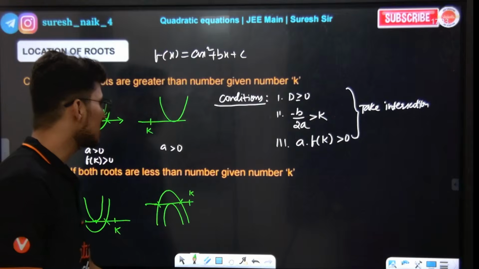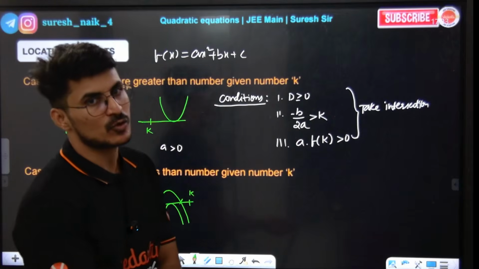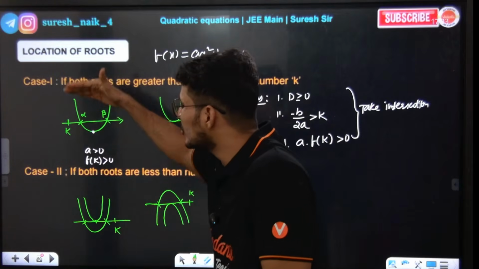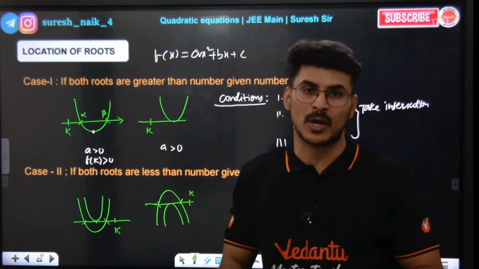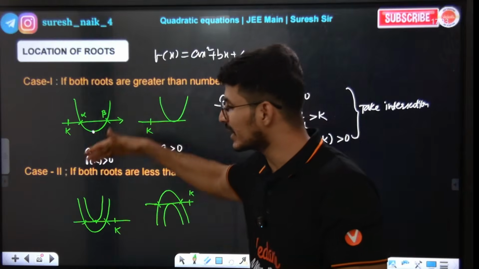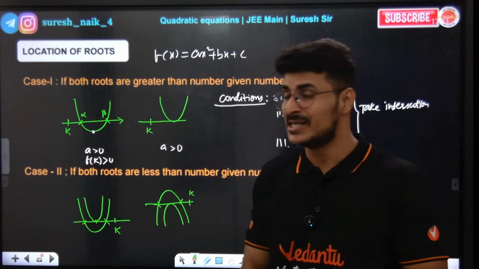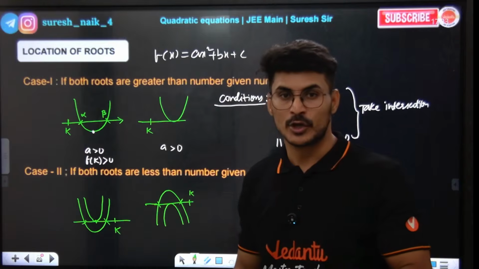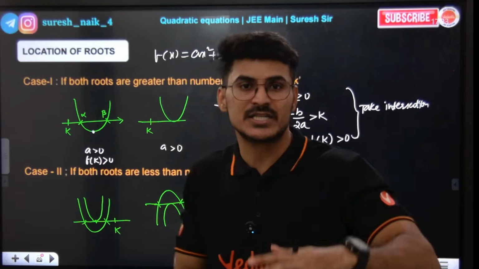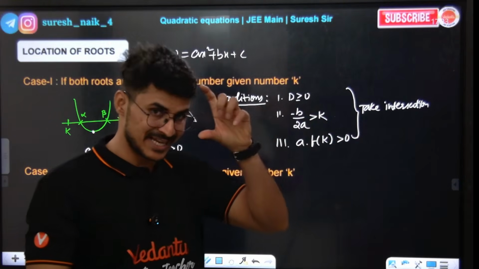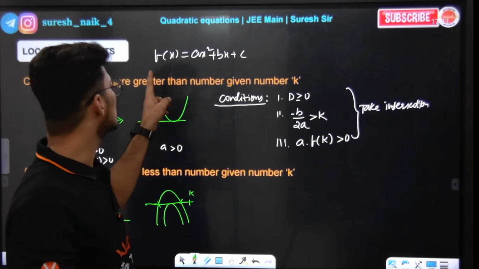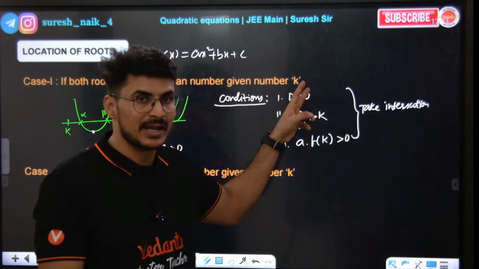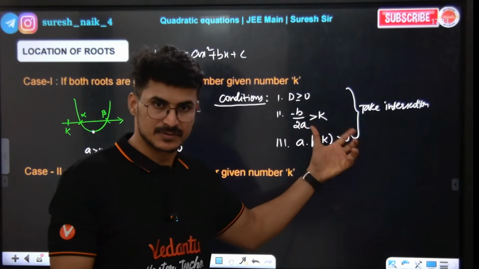Location of the roots, guys. The location of the roots concept is all about this. They will give you the condition clearly in the question. So what condition have they given? You need to observe that. Based on the data given in the question, you need to take the condition. For example, both the roots are greater than the number called k. Now we need to take these three cases.